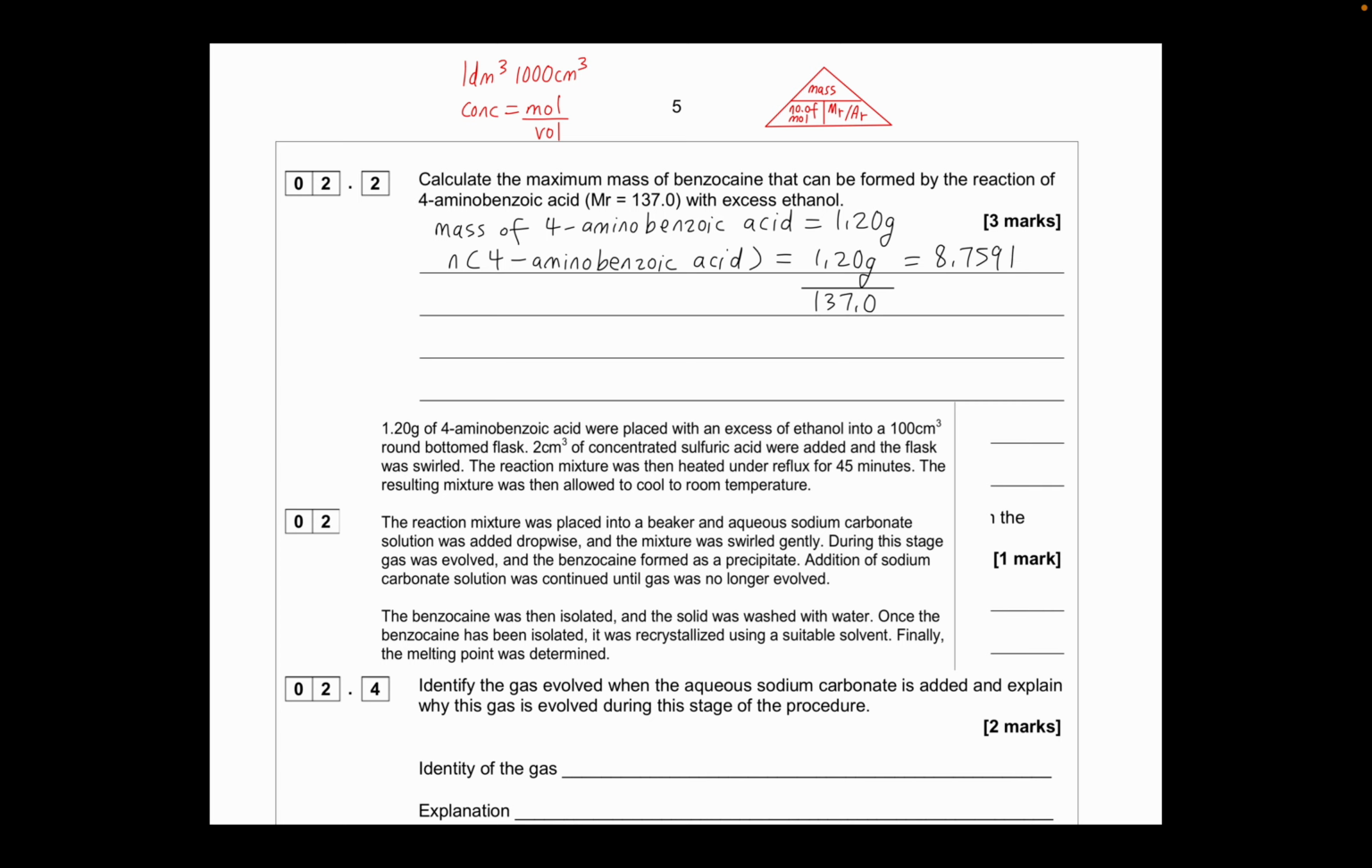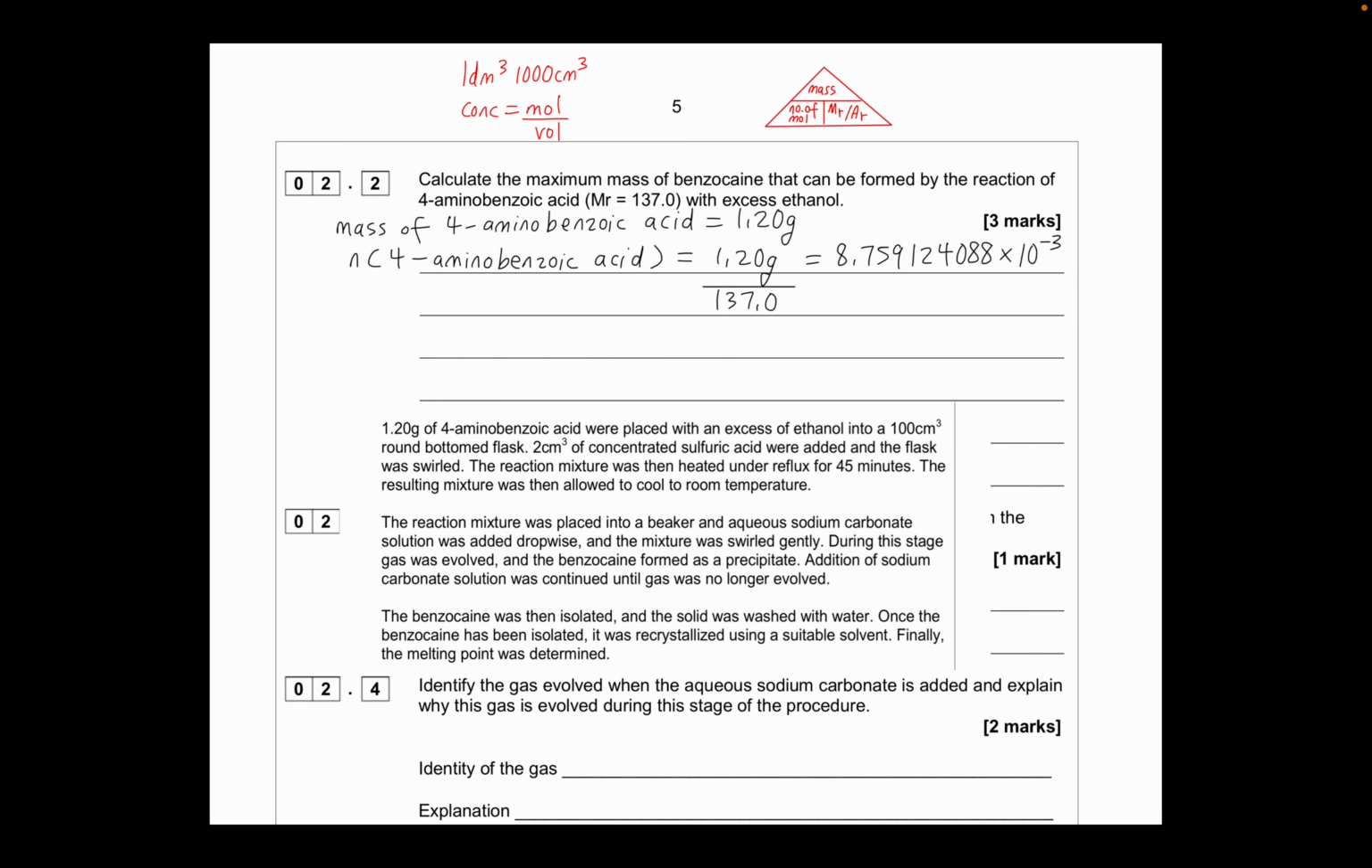8.759. Some people round it off, but I would prefer you write down the full value. It's worth writing down the full value. If you want to write at least 4 significant figures, that's also fine. I'm just going to write the whole value here so we can use that and get more accurate values.